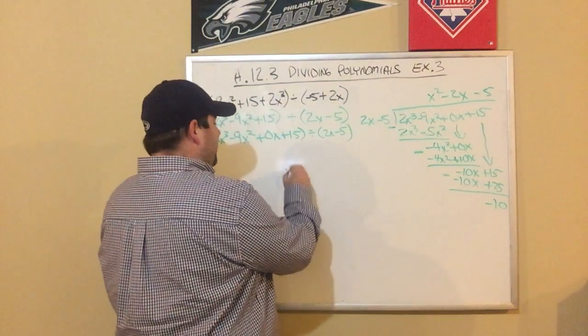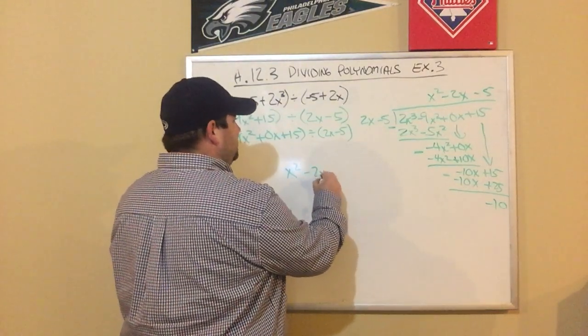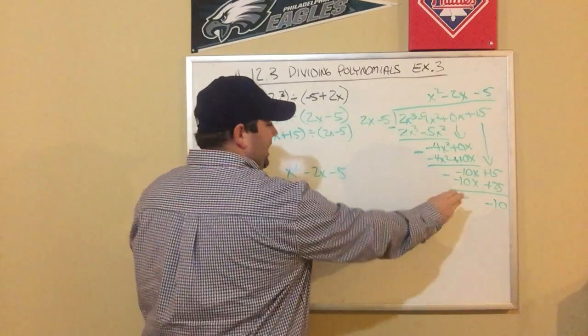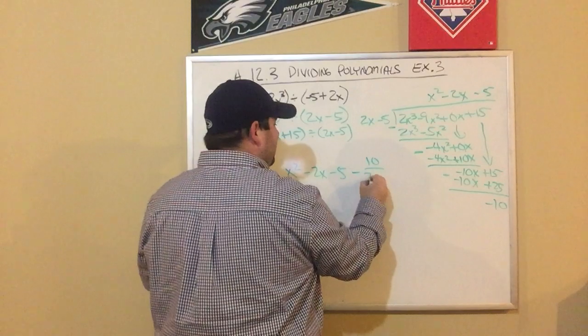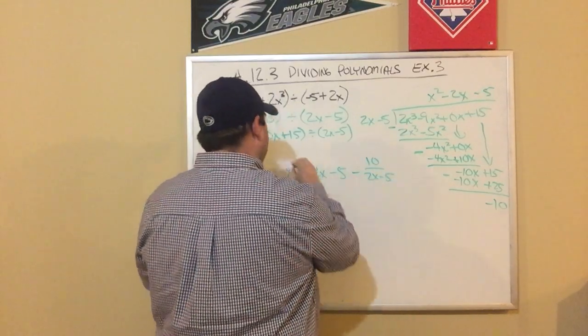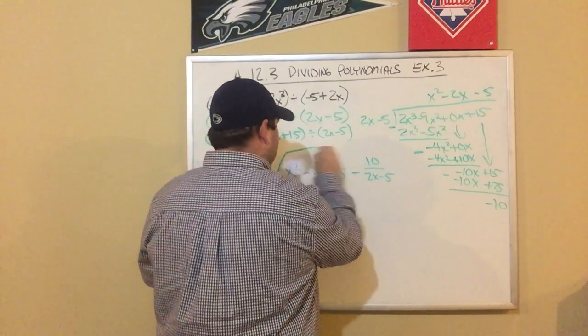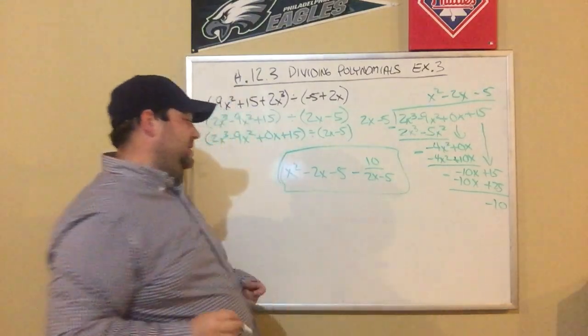So when I write my final answer, it's going to be x squared minus 2x minus 5. And then since my remainder was negative 10, I'm going to write minus 10 over what I divided by, 2x minus 5. And that is my answer.